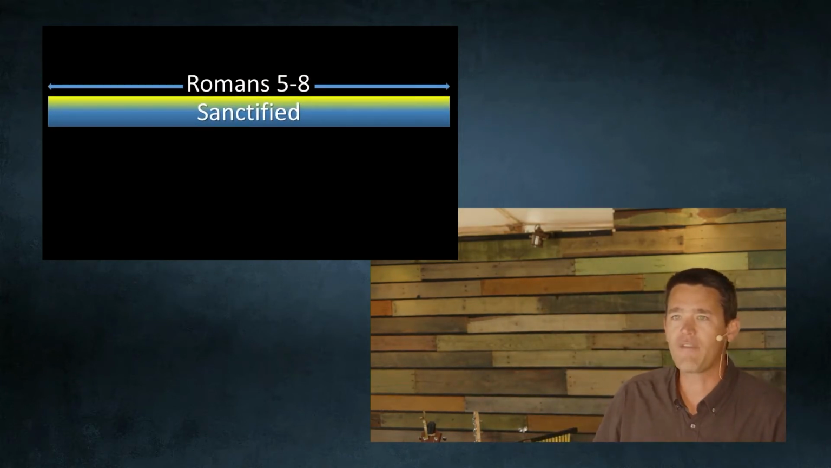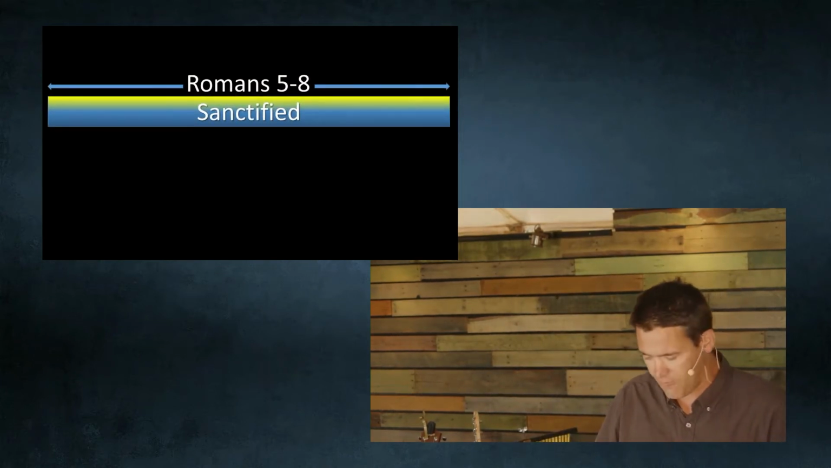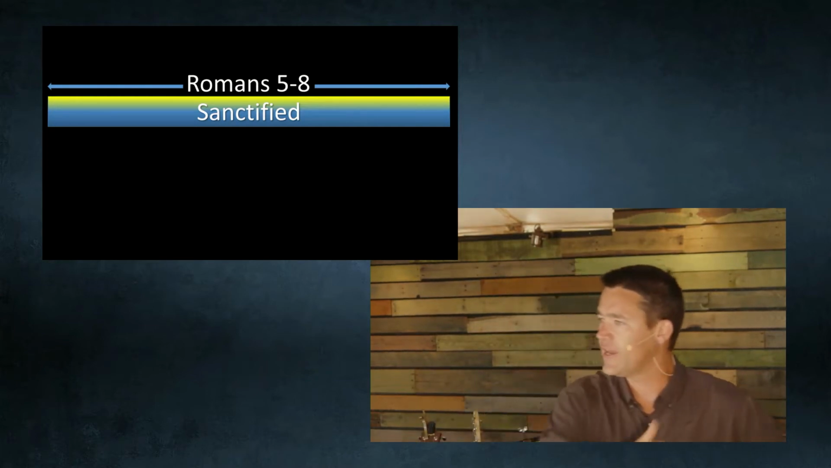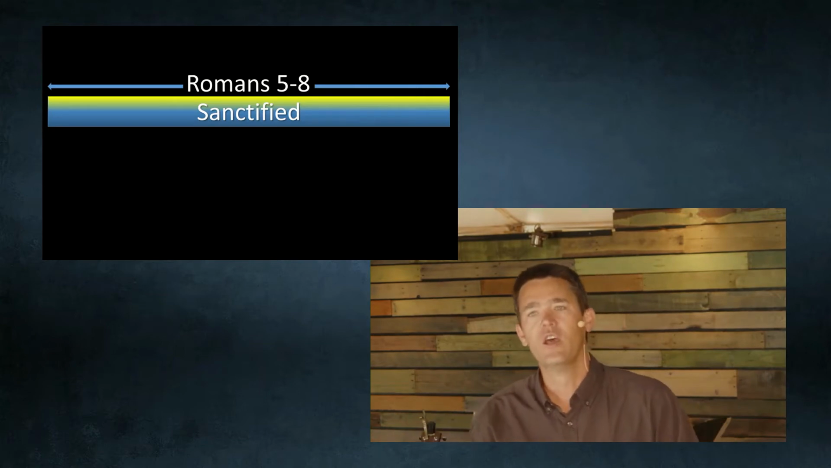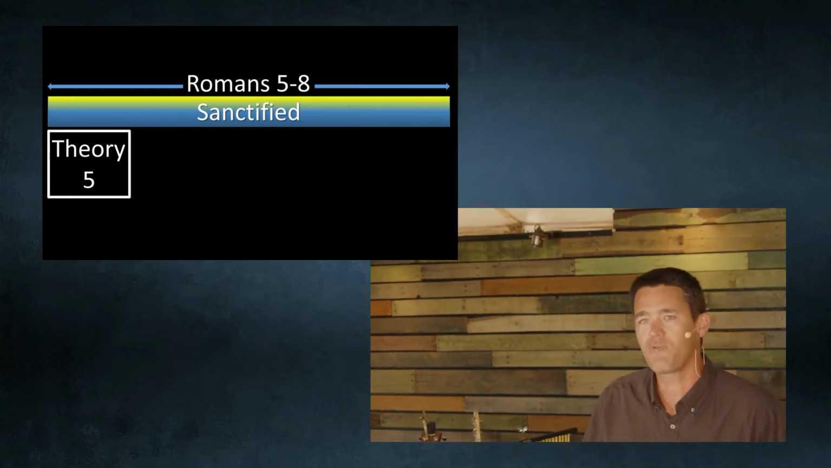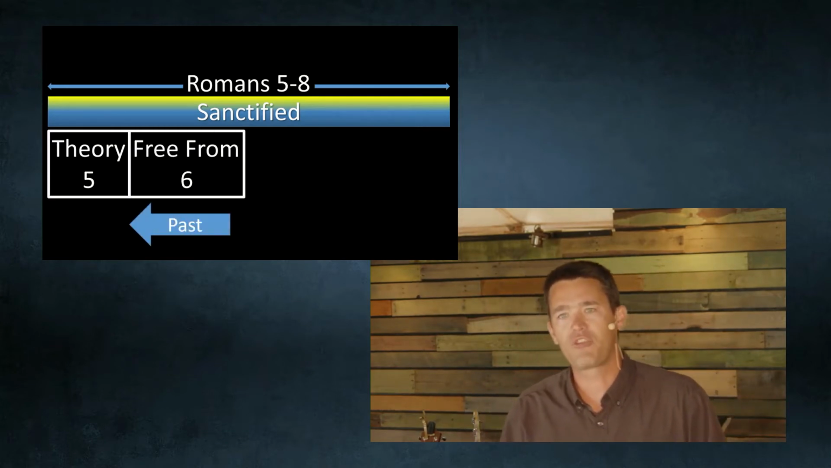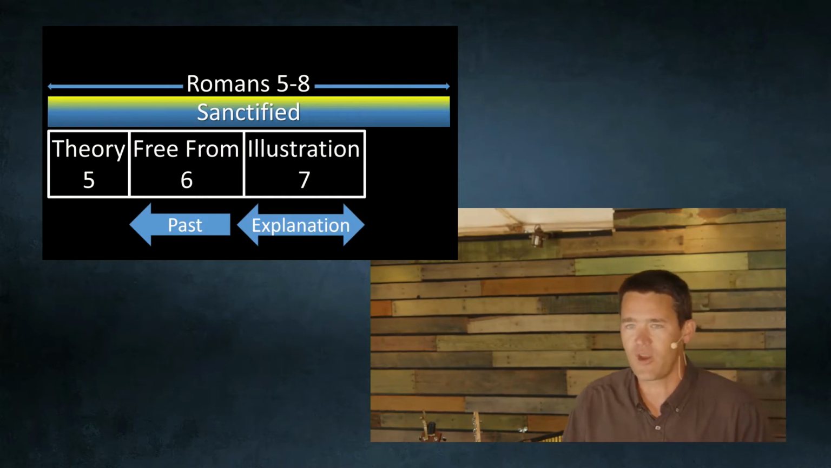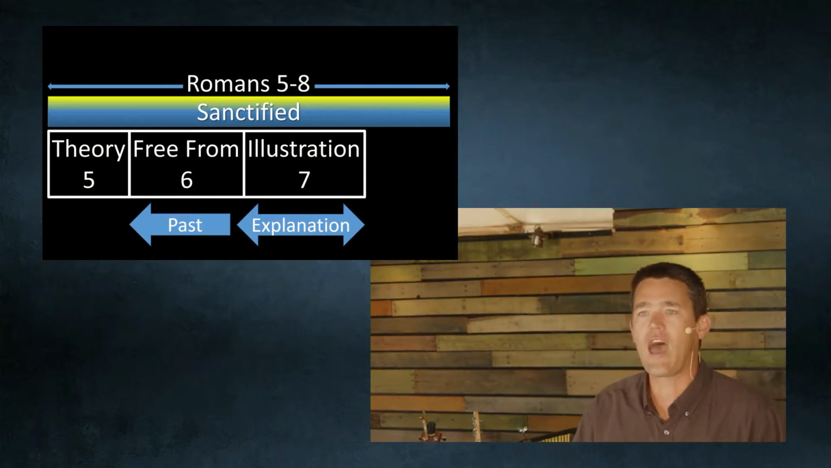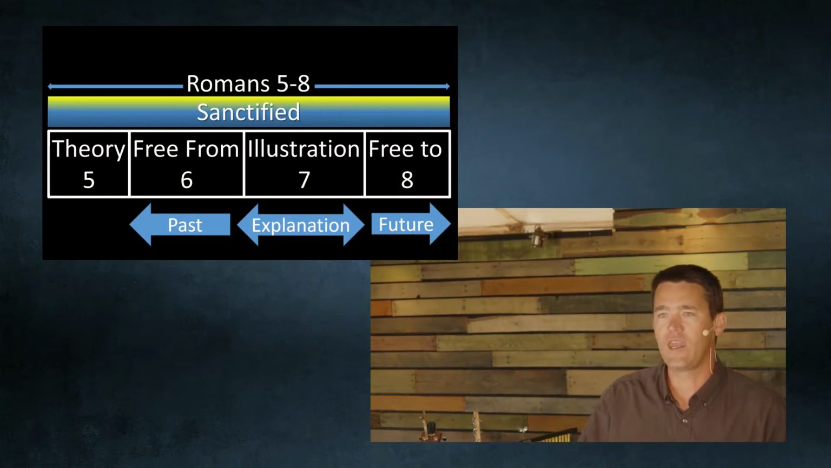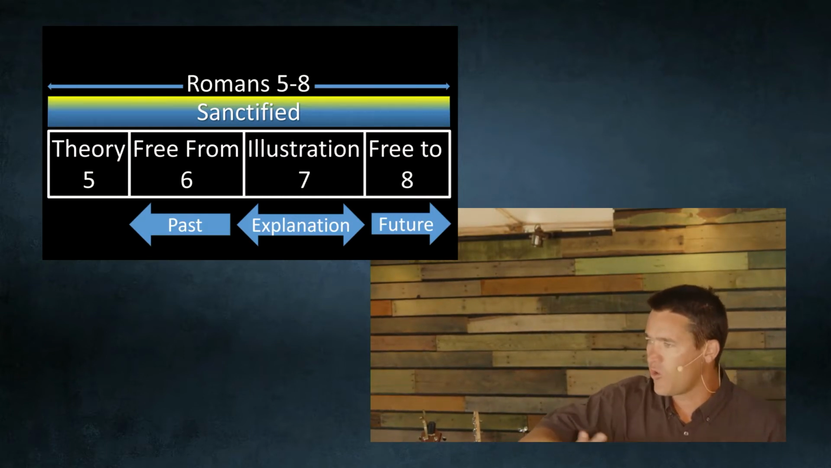Then Romans 5 through 8, he talks about being sanctified. Now, again, we haven't changed our conversation here. It's a continuation of what he started. So 5 through 8, he talks about what it means to be sanctified. Chapter 5, he gave us the background theory. Chapter 6, what we're free from. Chapter 7 is an illustration of the freedom that we have in Christ. We'll go over this in a little more detail. And chapter 8, which we're getting into now, is so now what?